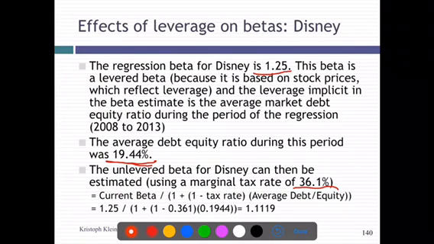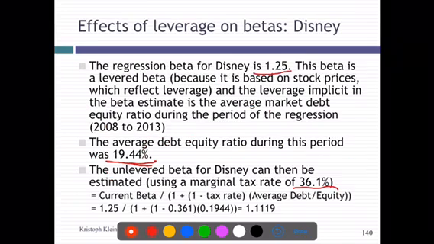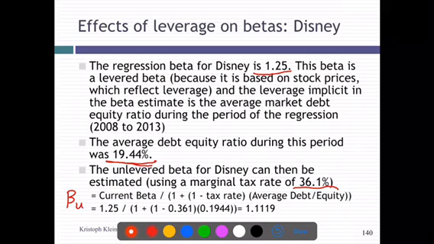If we use this information and we move back to this equation, what we're going to do is first estimate the unlevered beta. So we're going to take this information right here and move it to this side of the equation. We estimate the unlevered beta as the current beta divided by 1 plus (1 minus the tax rate) times the debt-to-equity ratio. We'll take 1.25 as the current beta, 0.361 as the tax rate, 0.1944 as the debt-to-equity ratio, and we're left with an unlevered beta of 1.1.